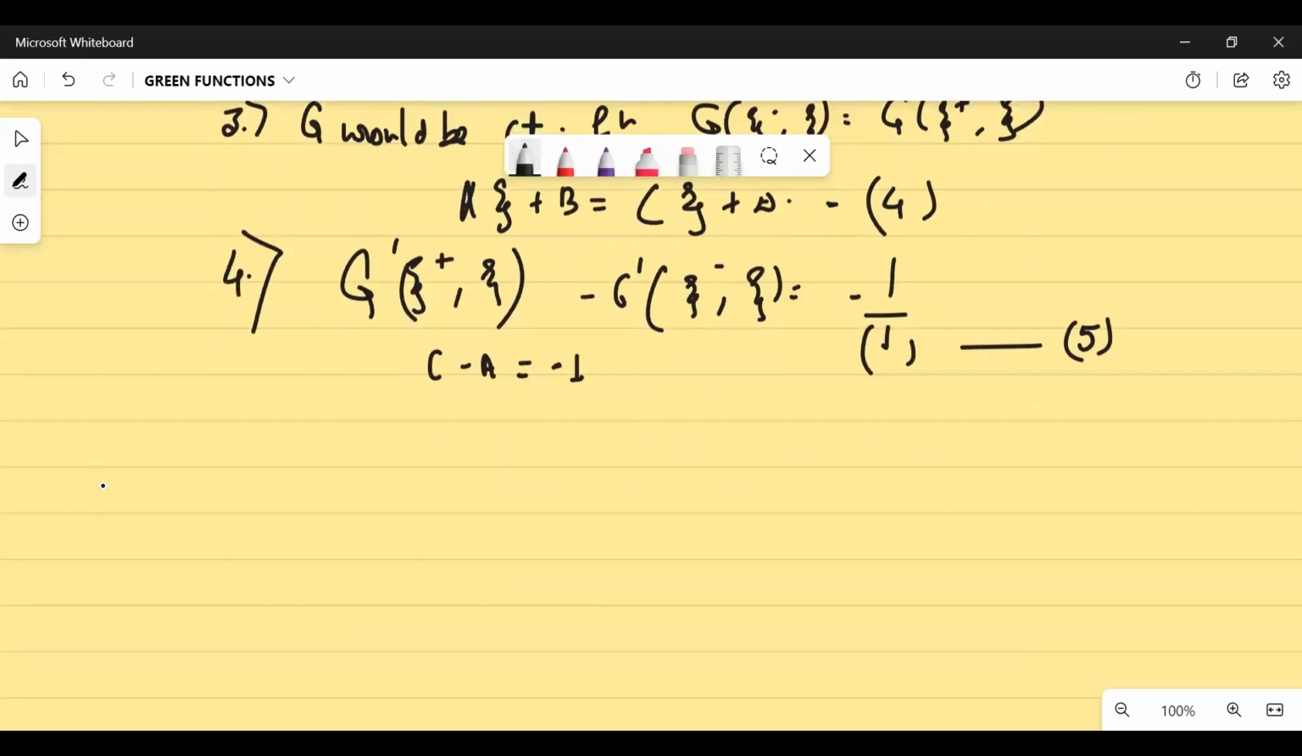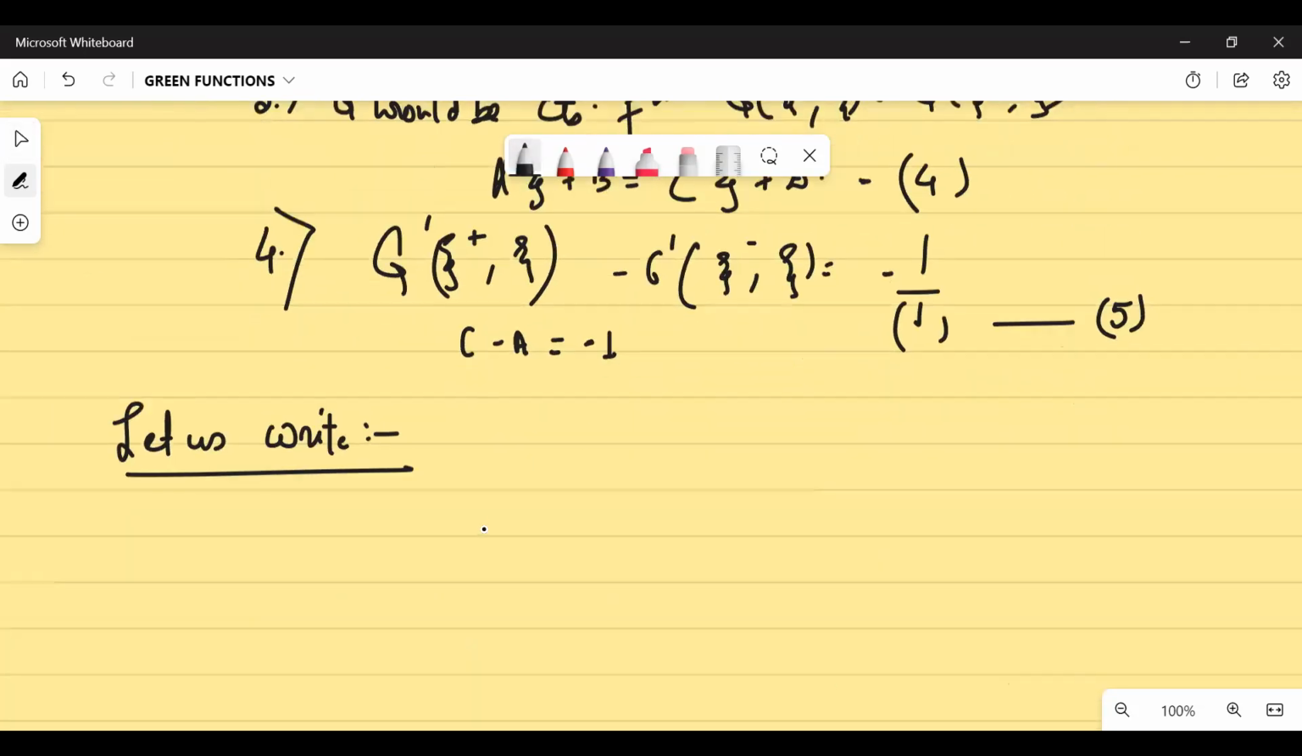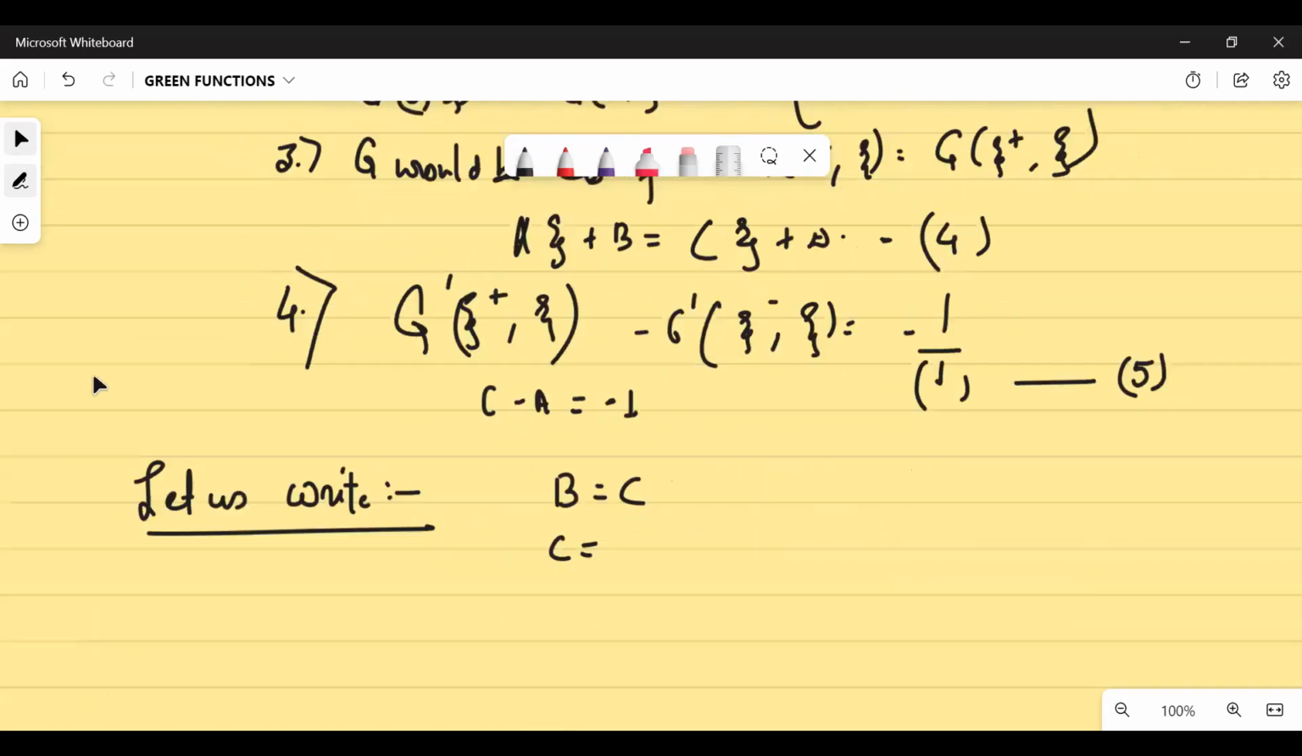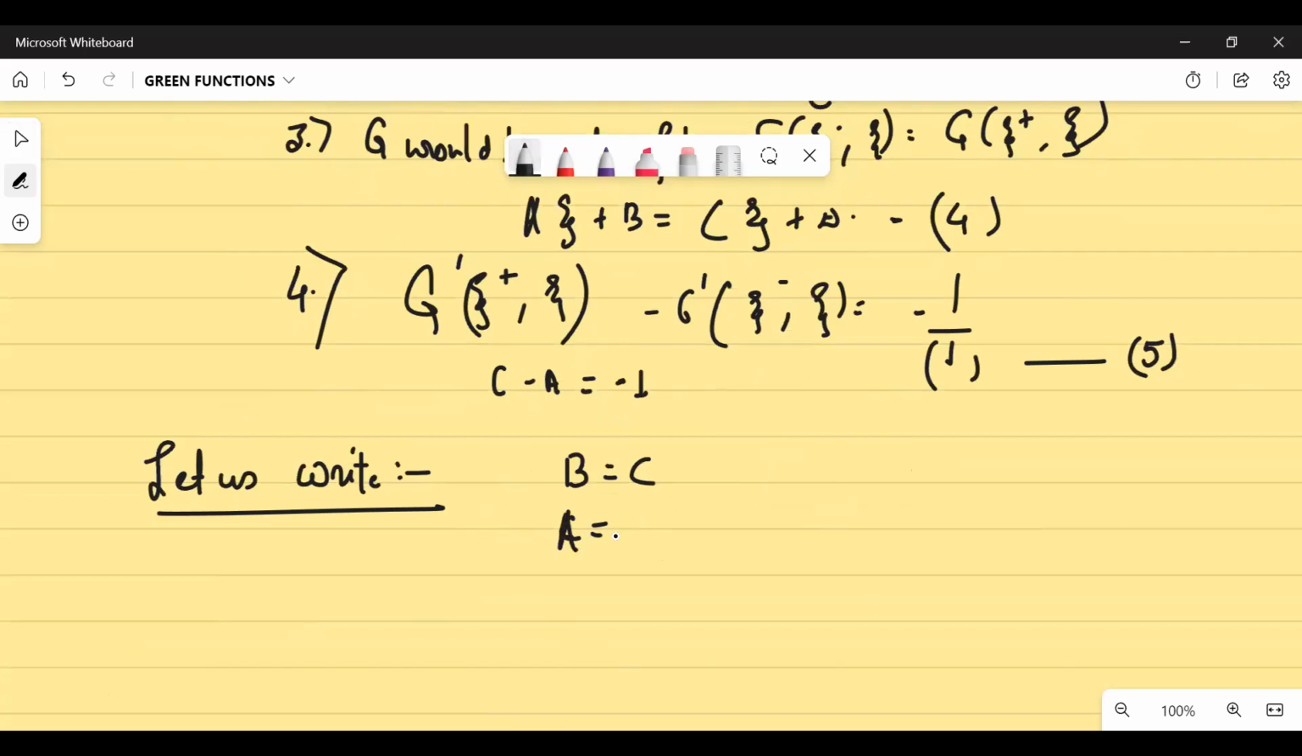Let us first find and write what the Green's function would be. The first property given to you was b is equal to c. Then you had a zeta plus b is equal to c zeta plus d. And then you had c minus a is equal to minus 1. So you have all these conditions, and you have to find the values of a, b, c and d.